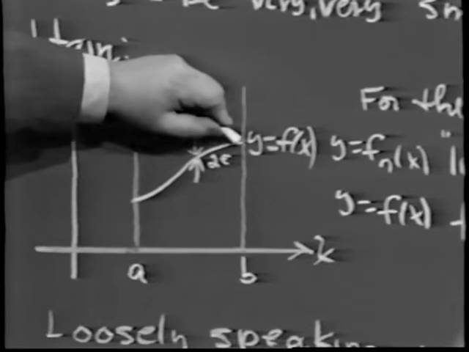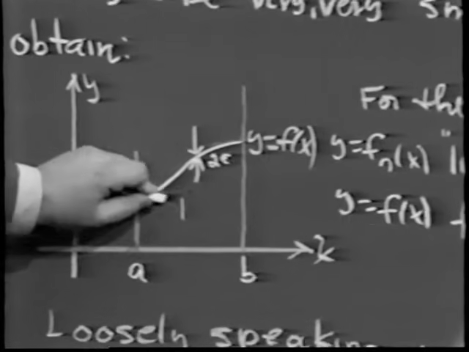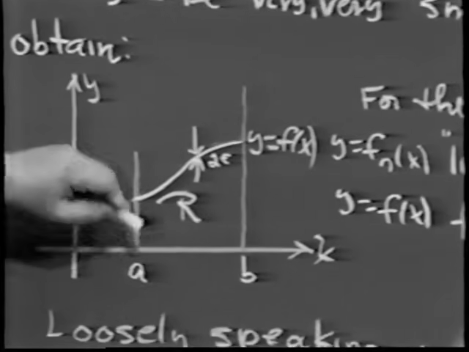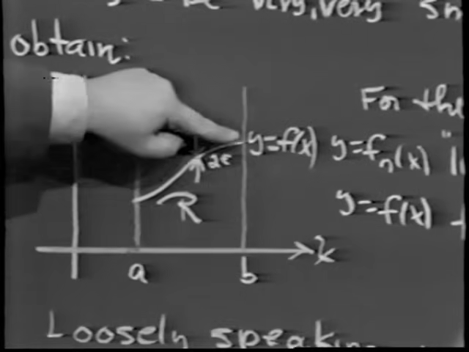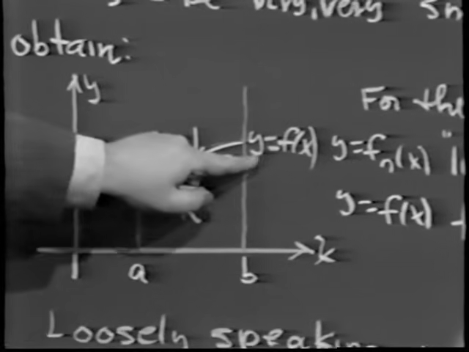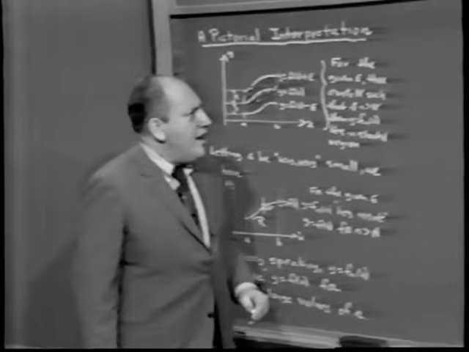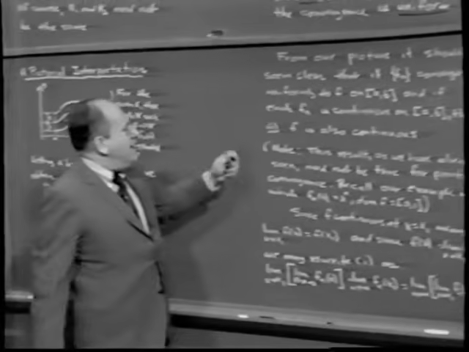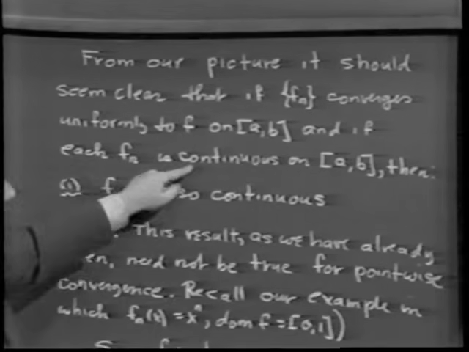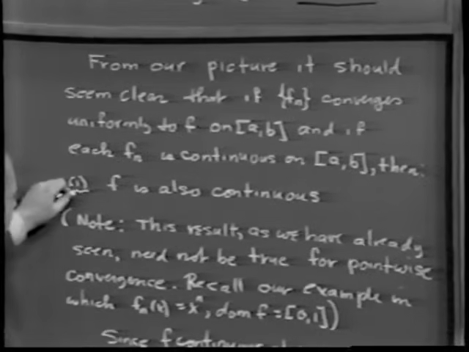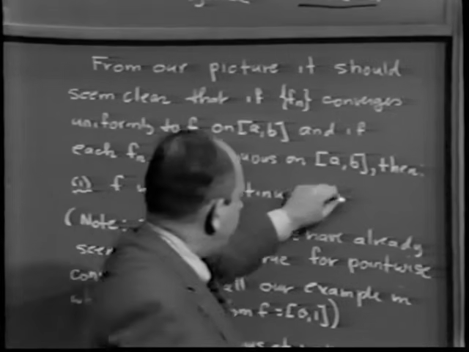Also notice that if the curve y equals f sub n of x is caught inside this curve, for example, if I were computing the area of the region R, for large enough n, I couldn't tell the difference in area whether I use y equals f of x for my top curve, or y equals f sub n of x. Keep that in mind, and all I'm saying is this: from our picture, it should seem clear that if the sequence f sub n converges uniformly to f on AB, and if each f sub n is continuous on AB, then, and this is a fundamental result, f is also continuous on AB.